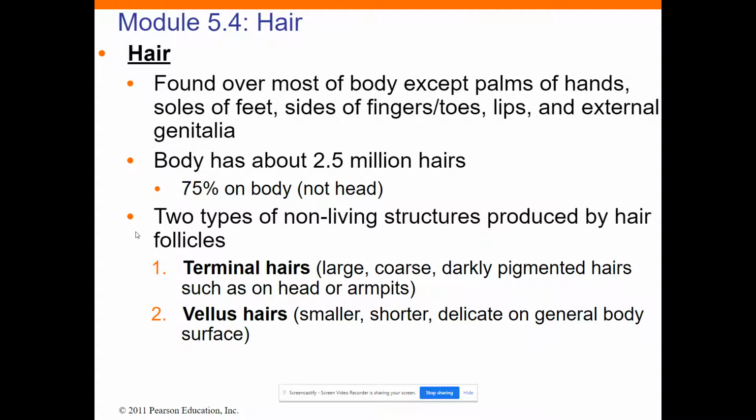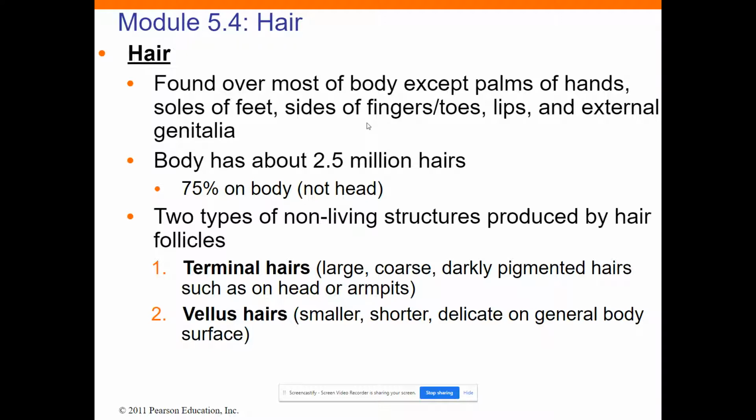So your hair is all over your body. The exceptions of where hair exists are anywhere you have thick skin, so that's the palms of your hands and the soles of your feet. Also, if you notice the sides of your fingers and your toes, your lips don't have any hair, and your external genitalia, the actual components, do not have hair as well. There's hair around them, but not actually on the external genitalia.